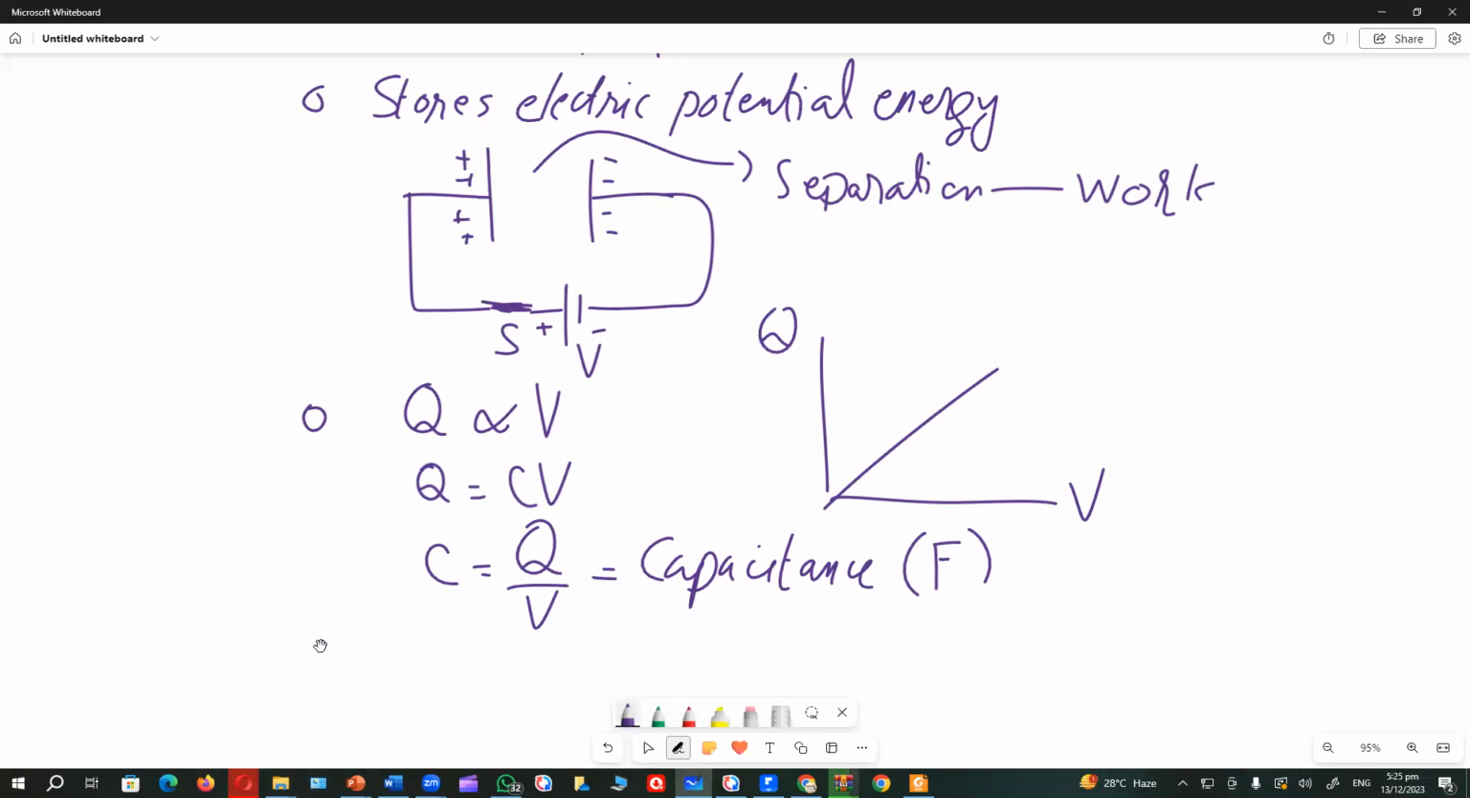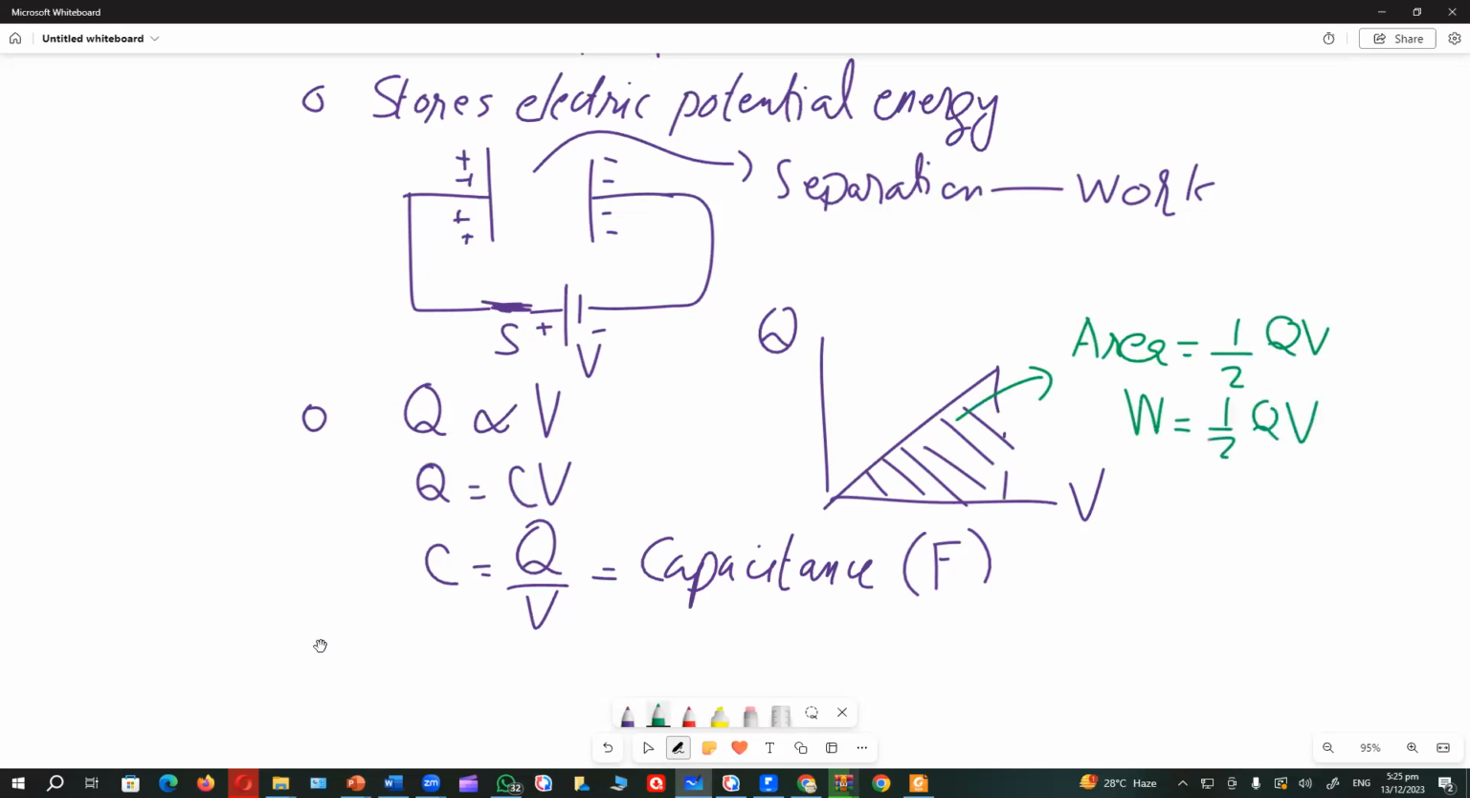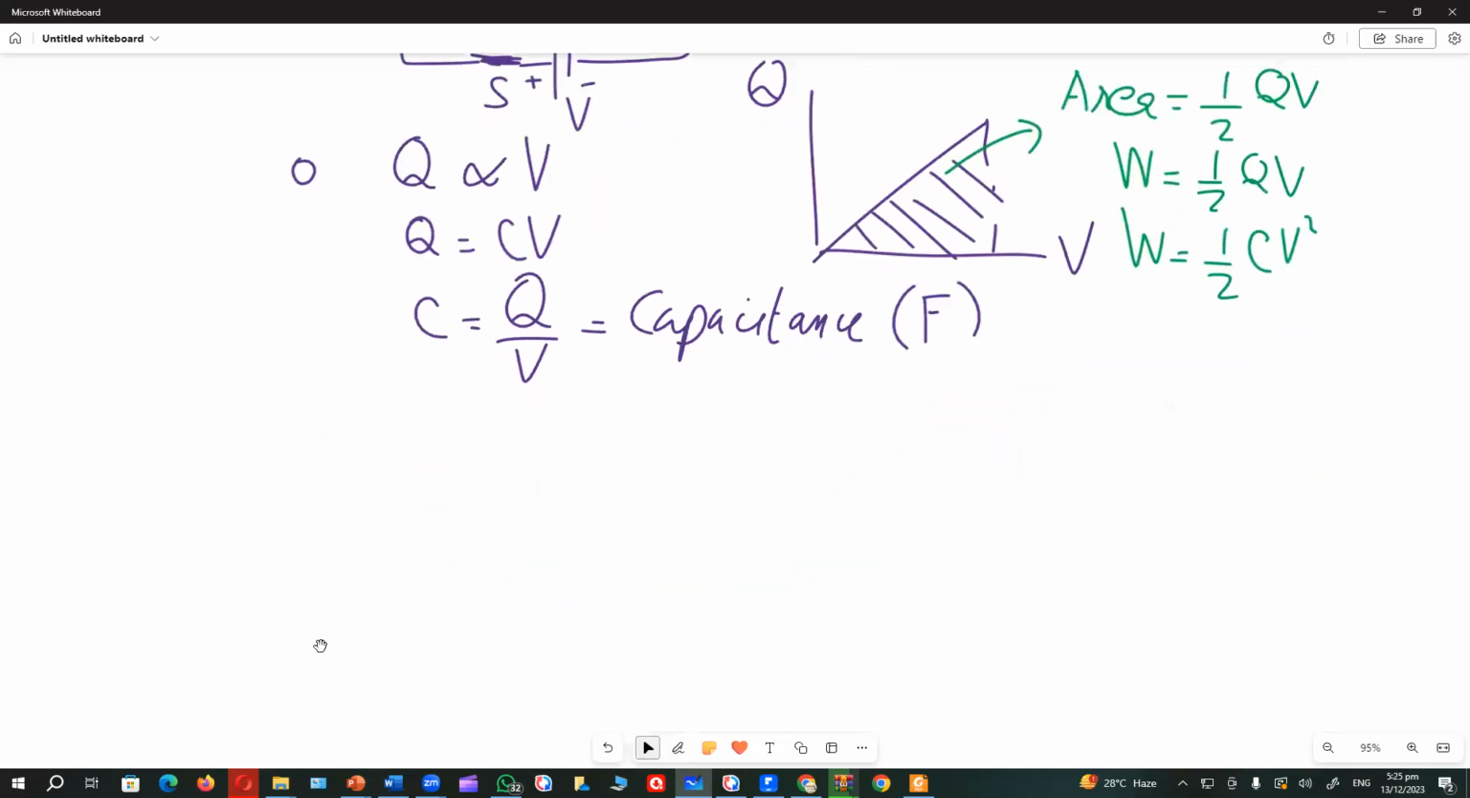Now, when you draw this graph, you get an area here like this, and this area shows the work done by the capacitor. So if you find the area here, the area is equal to half QV. This area shows the work done or the energy storage. The same formula can be written as half CV squared. So capacitors are designed to store electrical energy.